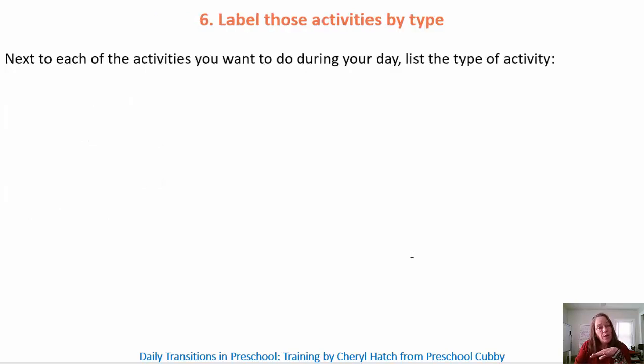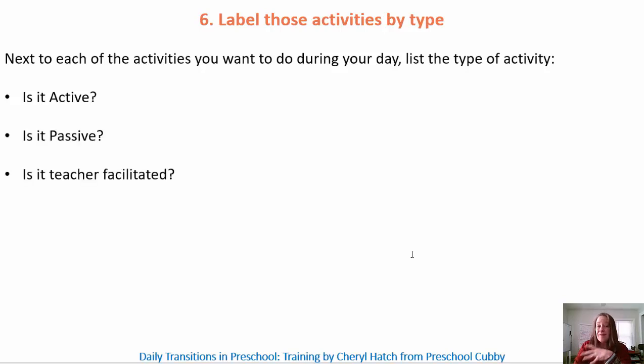Next to each one of those activities that you want to do for the day, you also want to list what type of activity it is. Is it active? Is it something where they're going to be very active? Is it passive? Is it teacher facilitated? Is it child facilitated? So what do I mean by that? For example, your circle time, that is typically teacher facilitated. Hopefully all the children are involved in it. They're not being spoken at, but being spoken with. But it's more passive. It's passive and it's teacher facilitated.